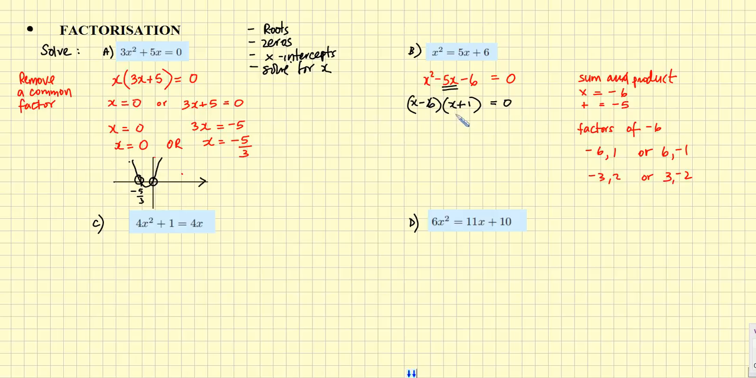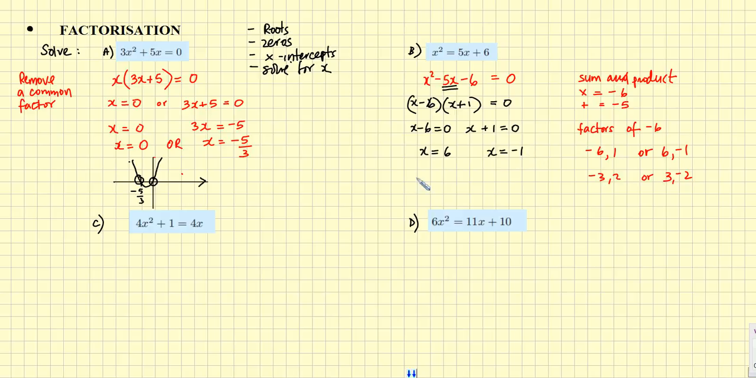Now, because we have a product of terms, we can now use the null factor law, which tells us that either x minus 6 is equal to 0 or x plus 1 is equal to 0. And therefore, we can isolate for x, where x is either equal to 6 or x is equal to negative 1.